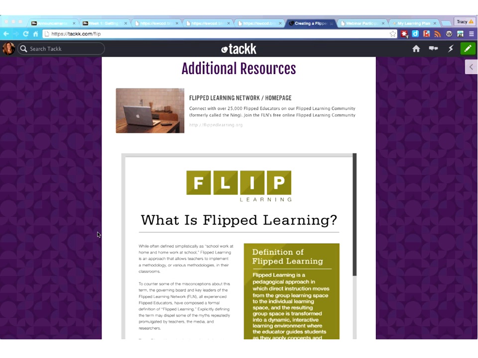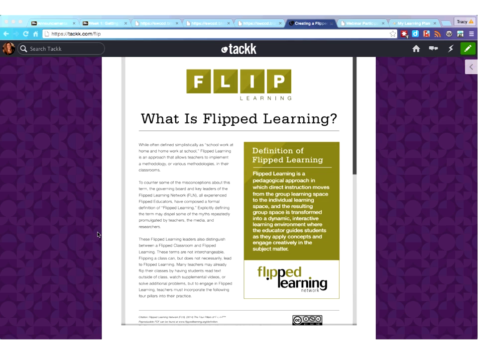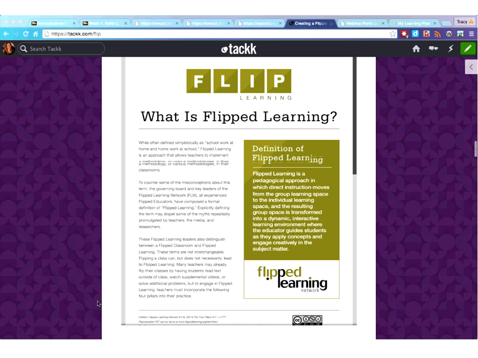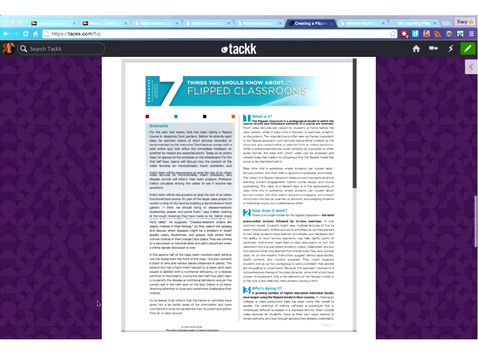In fact, one of the definitions we used today came from this handout. And I've actually embedded the handout here, but you could open it up in a full window, you can print it, and you can share it because it has a Creative Commons license down here. There's another handout here from EDUCAUSE, 7 things you should know about flipped classrooms.